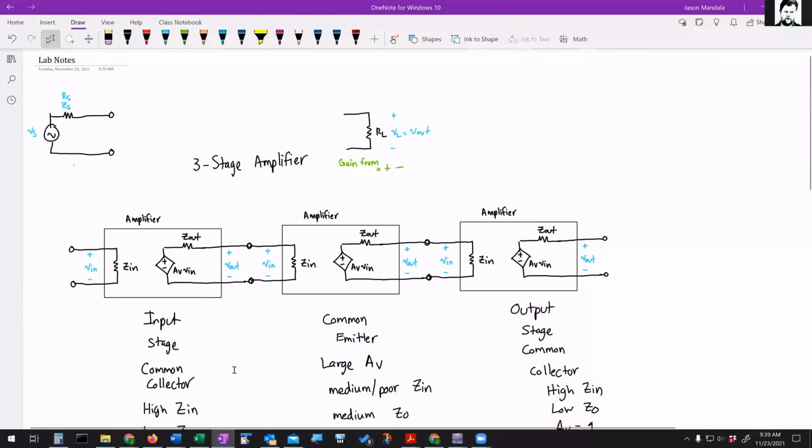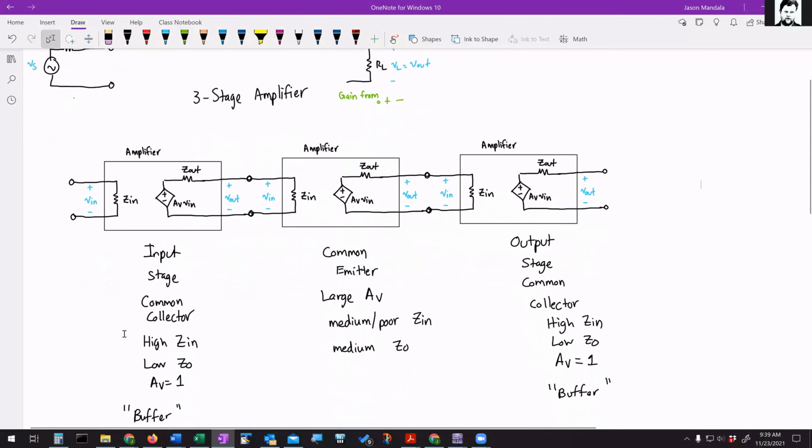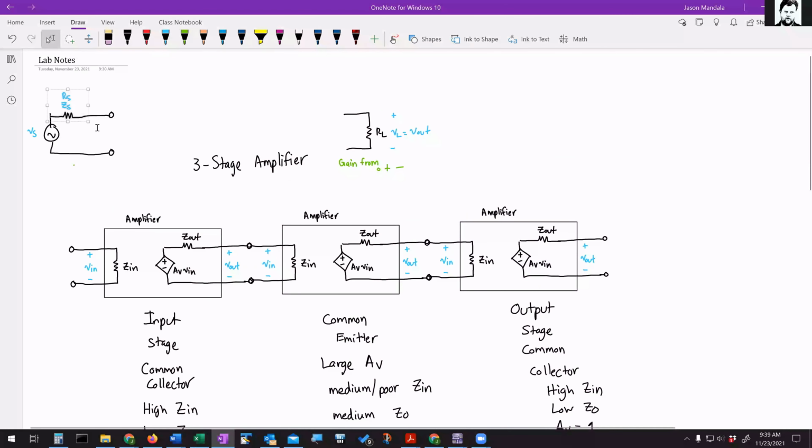So that's kind of what we're doing here with our common collector amplifier. We're using this as a buffer. And again, the advantage here is that we have a high input impedance and low output impedance. So this will be really good at capturing as much of the signal as it can, depending on the value of RS and ZS. If you can make the input impedance very large, then that means most of the signal is going to come in.